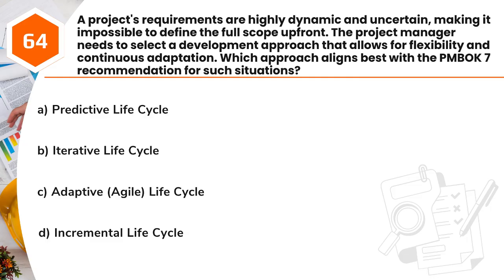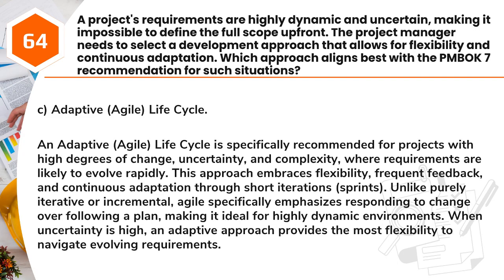Answer: C. Adaptive, agile, life cycle. An adaptive, agile, life cycle is specifically recommended for projects with high degrees of change, uncertainty, and complexity, where requirements are likely to evolve rapidly. This approach embraces flexibility, frequent feedback, and continuous adaptation through short iterations, sprints. Unlike purely iterative or incremental, Agile specifically emphasizes responding to change over following a plan, making it ideal for highly dynamic environments. When uncertainty is high, an adaptive approach provides the most flexibility to navigate evolving requirements.